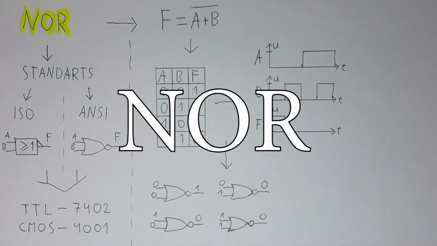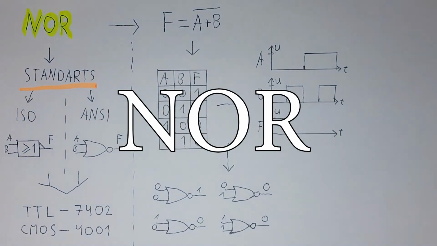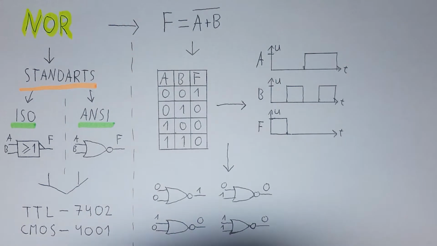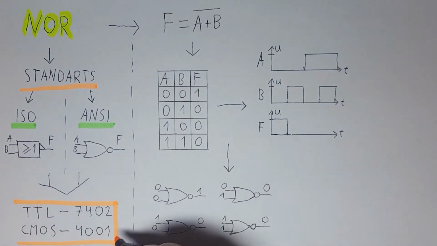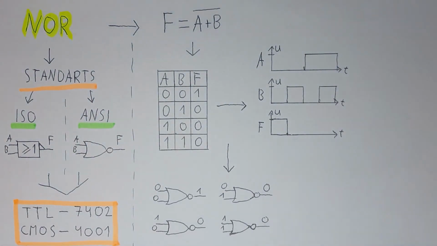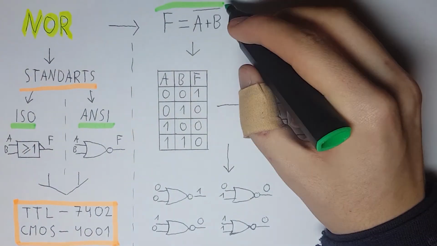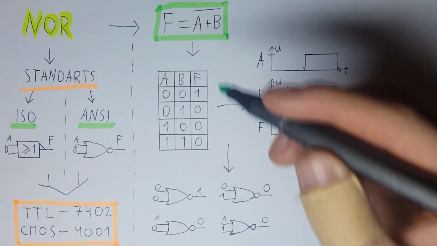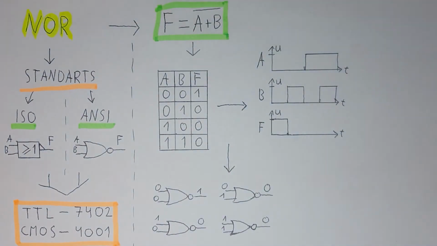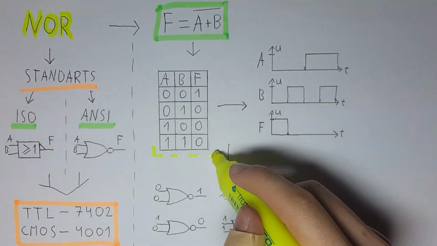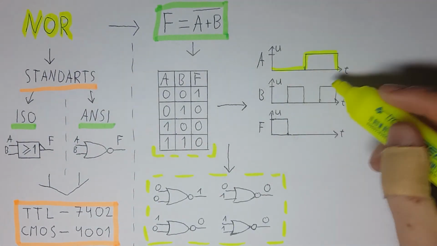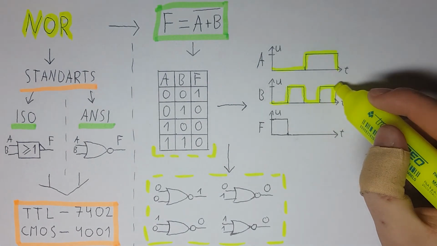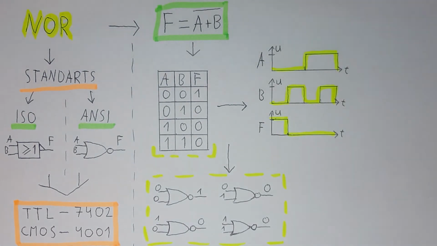NOR logic gate. This is a fused OR NOT gate. If searched, you can find them by 7402 as TTL and 4001 as CMOS. Looking at the formula, we can see that the output is equal to inverted sum of both inputs. So basically, this is an inverted OR gate, and the output levels are inverted OR outputs, as can be seen in the truth table.